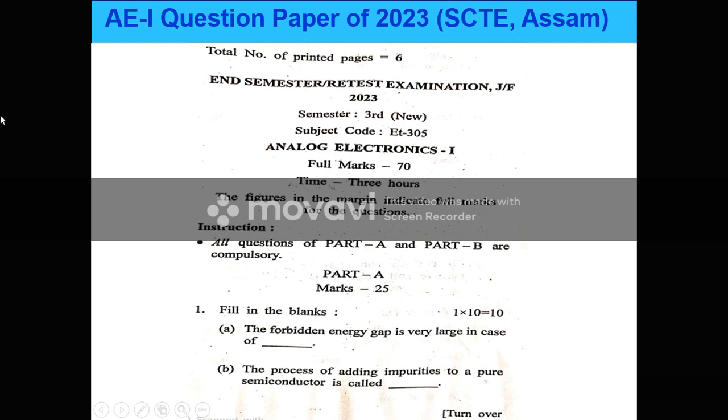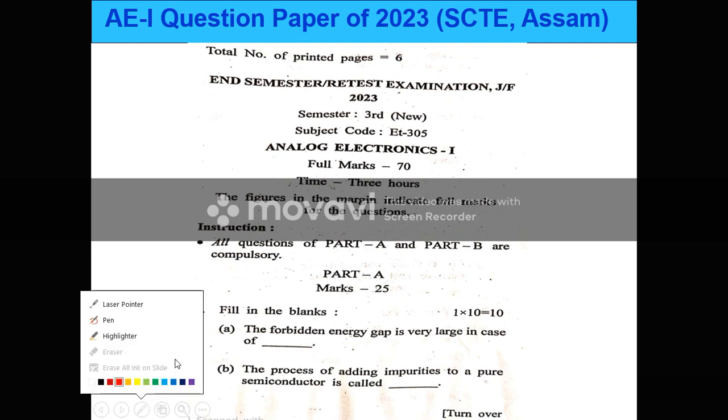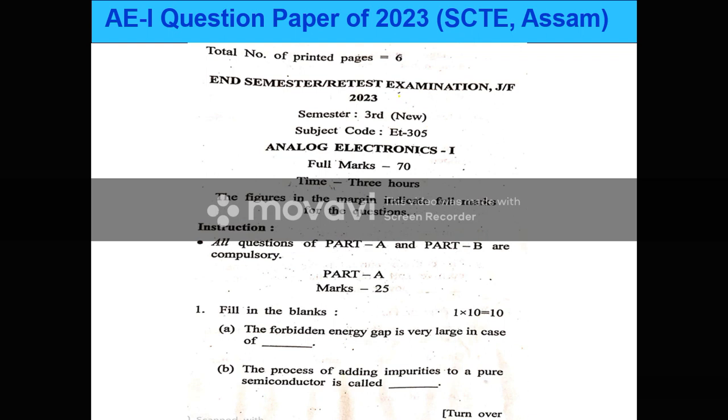So this is the question paper that came in the year 2023. This is the end semester examination. Subject code is ET305. Subject name is Analog Electronics 1. Total marks is 70. Duration is 3 hours. There are two parts, Part A and Part B.